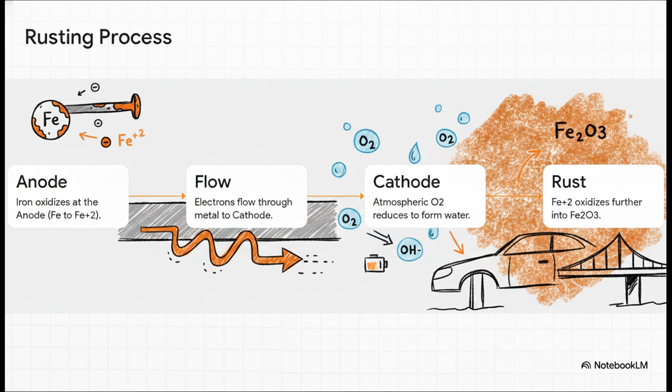However, this spontaneous power isn't always our friend. Rusting isn't just physical decay. It's actually an unwanted spontaneous electrochemical cell forming right on the surface of an iron bridge or your car door. The iron acts as the anode and oxidizes, sending electrons flowing right through the metal itself to a cathode spot. There, atmospheric oxygen reduces to form water. Those iron ions then oxidize even further into iron oxide. It's literally a tiny destructive battery eating its own container.